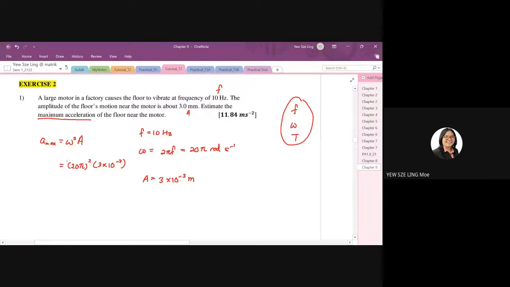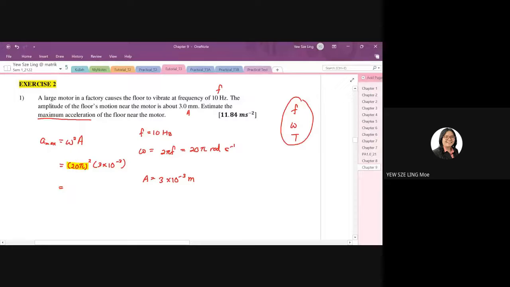Remember to put a bracket on your 20 pi, because quite often students forget this bracket and then just put the square on pi. Basically you have to square both things. 20 you have to square, pi you also have to square. Make sure you put a bracket here as a reminder for yourself. Without the bracket, quite often students will make a careless mistake in the exam and just square the pi without squaring the 20.